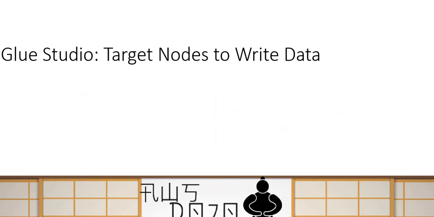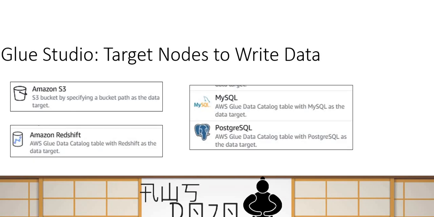Similarly, we have target nodes, which are used to write data. A few examples here are the Amazon S3 target node, which can be used to write data to an S3 bucket, the Amazon Redshift node, used to write data to a Redshift database, and MySQL and Postgres target nodes, which can be used to write data to MySQL or PostgreSQL databases. These are examples of some of the target nodes. Again, the number of target nodes is much larger than what I'm showing here.